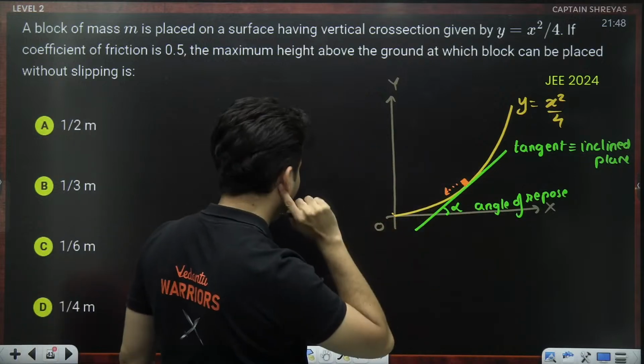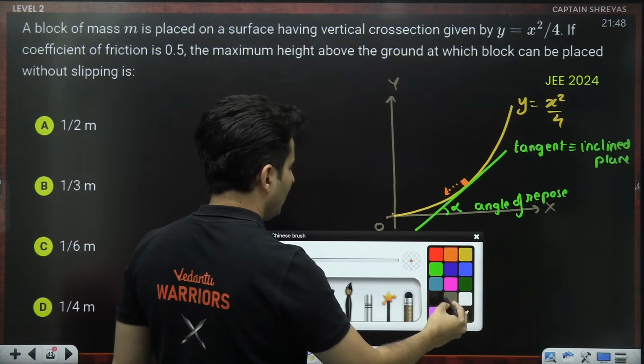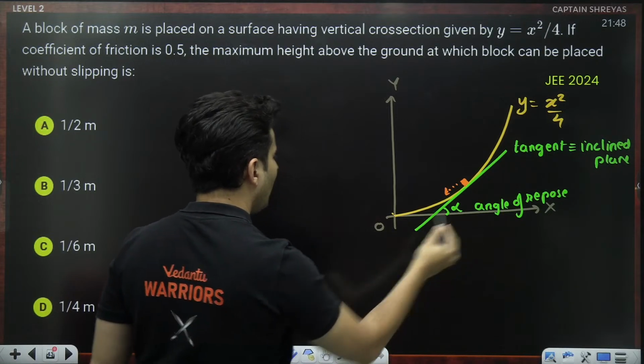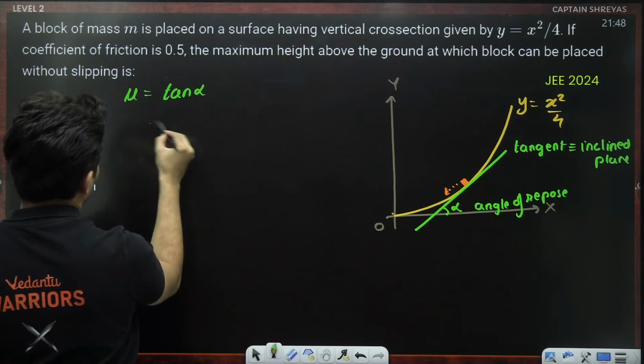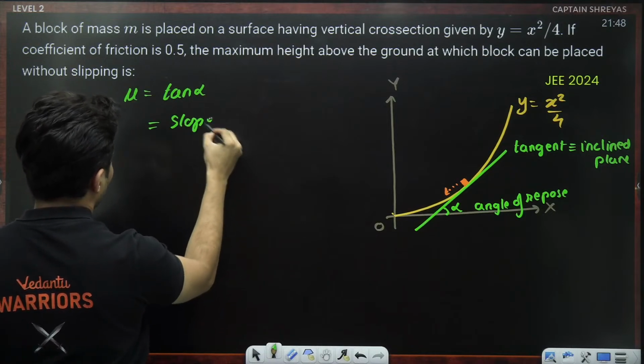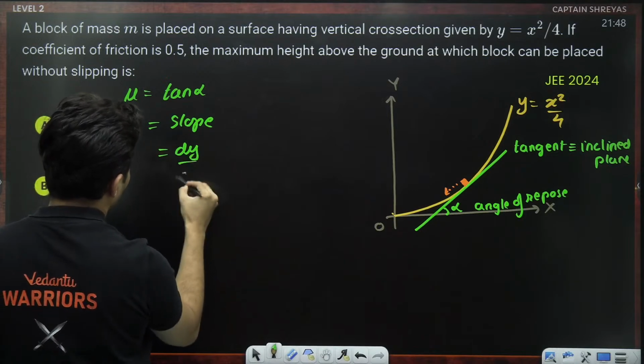So can we find that? Yes, why not? First of all, I know that tan of alpha is basically mu. Tan of alpha is also the slope, and slope is nothing but dy by dx.